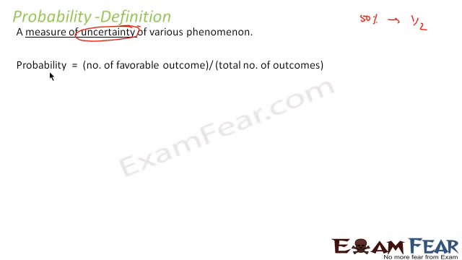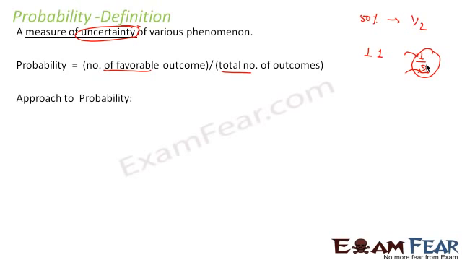To get the probability, we say number of favorable outcomes by total number of outcomes. For example, in this case, when I say it will rain or not, there are two outcomes. It will rain, it will not rain. Total outcome is 1 plus 1, 2. And the favorable outcome is 1, it will rain. So it is 1 by 2. Favorable outcome is 1, it will rain. Total outcome is rain plus not rain, 2.